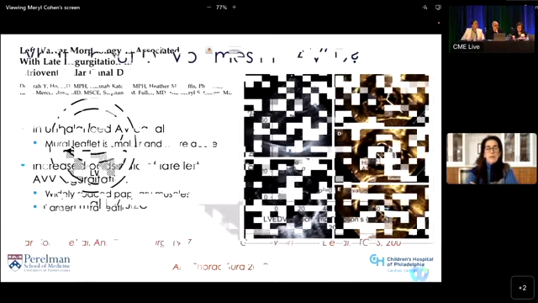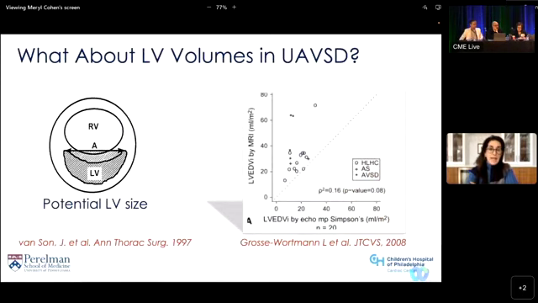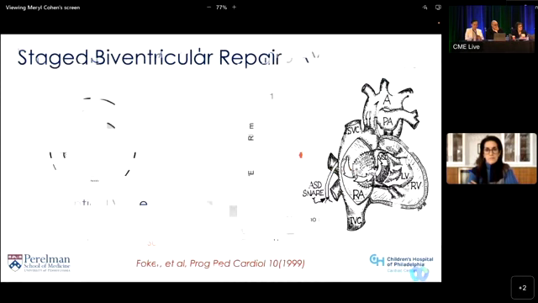And what about LV volumes? Well, in the late 90s, the group from San Francisco did some assessment of unbalanced AV canal to assess potential LV size, if you septated the heart, that the left ventricle would expand. And there's been some nice work. This paper is referred to all the time with regard to the lowest limit of LV volume in any patient with LV hypoplasia being about 20 mLs per meter squared. And this paper elegantly showed you that echo really underestimated our ability to measure LV end diastolic volume. And so cardiac MRI in these very borderline cases should be considered to measure those volumes.